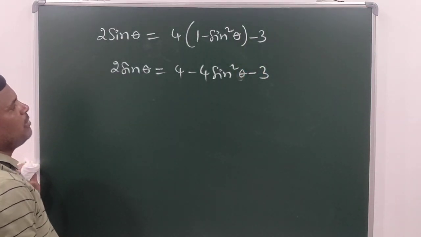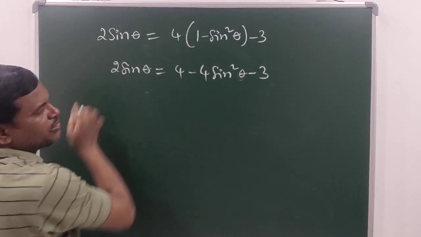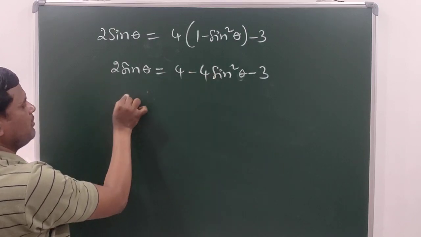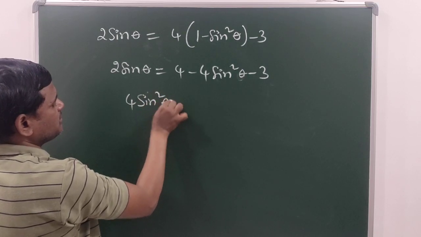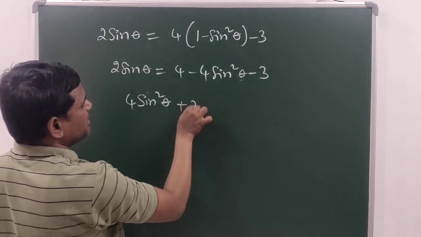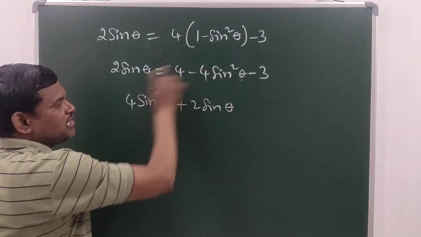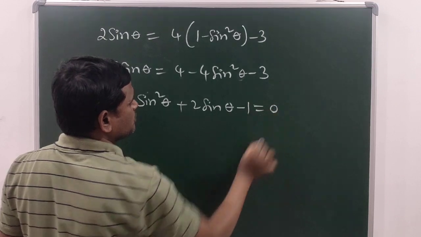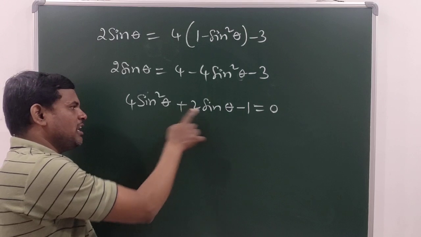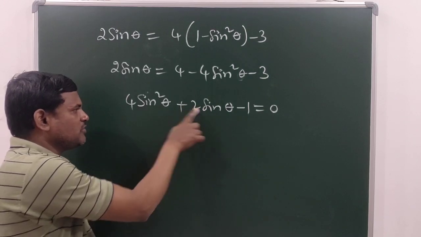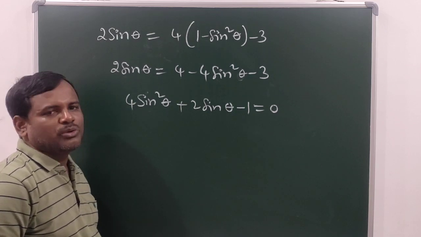So in the next step, now I am going to transfer this to the right side, otherwise bring all of them to the left side. Here minus 4 sin square theta, when you take it to the left side, you will get plus 4 sin square theta. Here already plus 2 sin theta is there. Now 4 minus 3 is 1. When you transfer 1 to the left side, minus 1, which is equal to 0 you will get. Now observe this. It looks like a quadratic equation in terms of sin theta. Am I right?